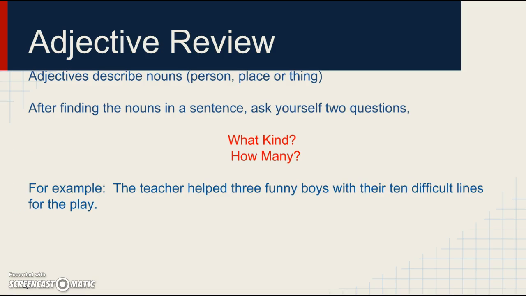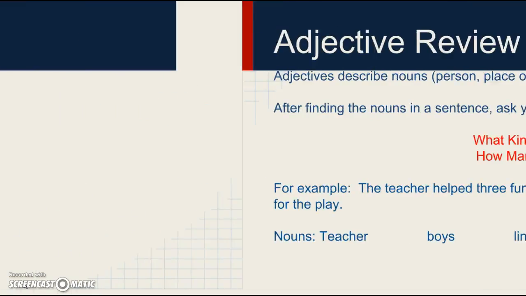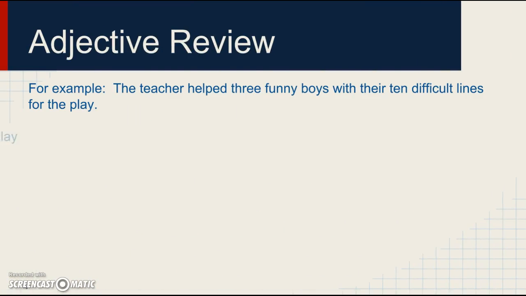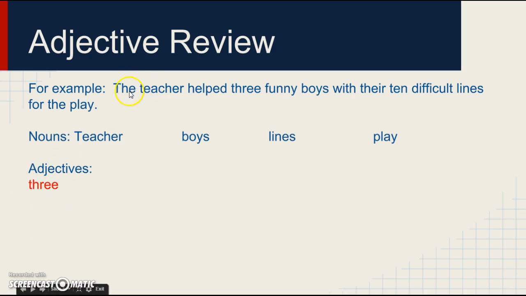For example, the teacher helped 3 funny boys with their 10 difficult lines for the play. The nouns here are teacher, boys, lines, and play. The adjectives that describe teacher, there are none. Nothing describes the teacher. We have the, that's not describing the teacher. I know I mentioned that a little bit the other day, but we're not worried about those right now.